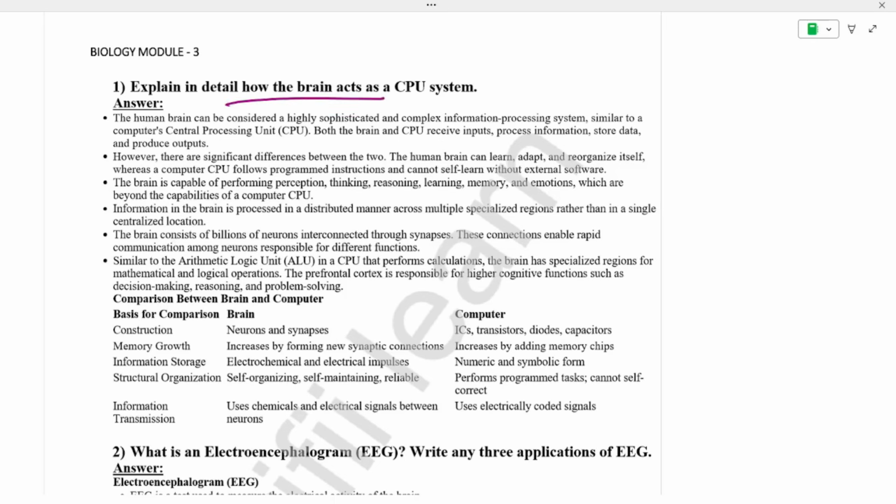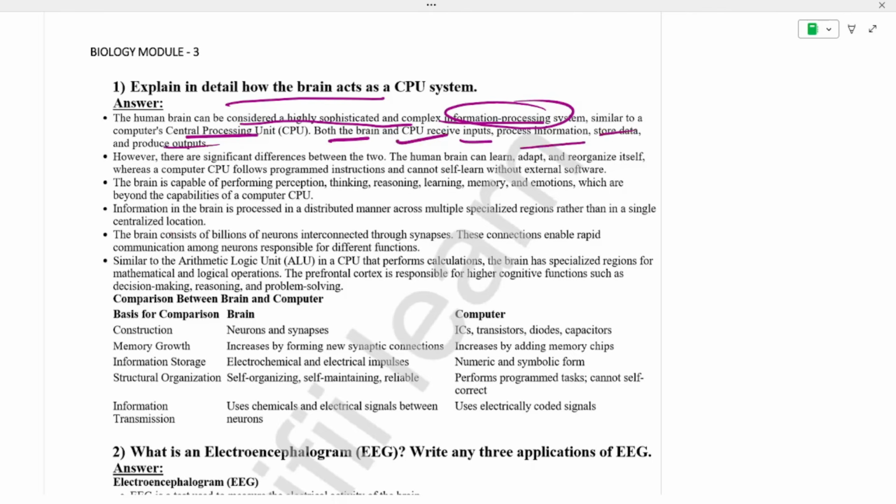See, this is how the brain acts as a CPU. The human brain consists of a highly sophisticated, complex information processing system similar to a CPU, the central processing unit. A monitor works because of the CPU, right? Both the CPU and the brain receive inputs, process information, store data and produce outputs.